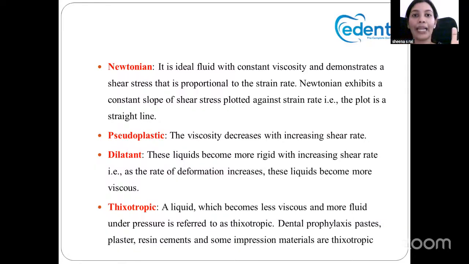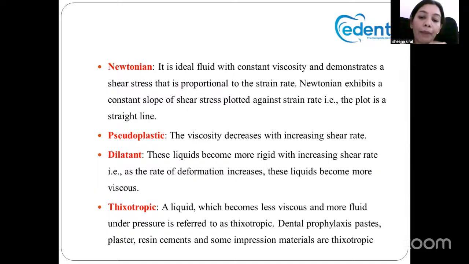Newtonian, think of the term Newton, so they have proportionality, which is an ideal flow. Pseudoplastic, plastic means there will be flow, viscosity is decreased. Dilatant is just the opposite. Dilatant means there is no flow, it is very rigid. Thixotropic, think of thixo, like something thick, where pressure has been applied.